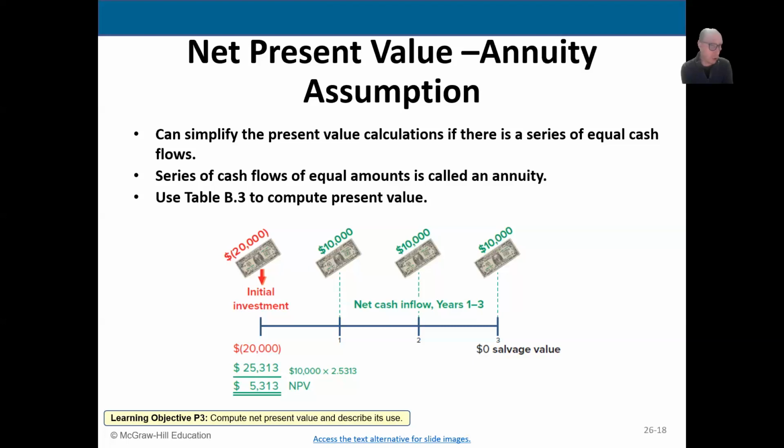An example of an annuity payment is rent, mortgage, your car payment. Those are called annuity payments. You pay the same amount every single month.